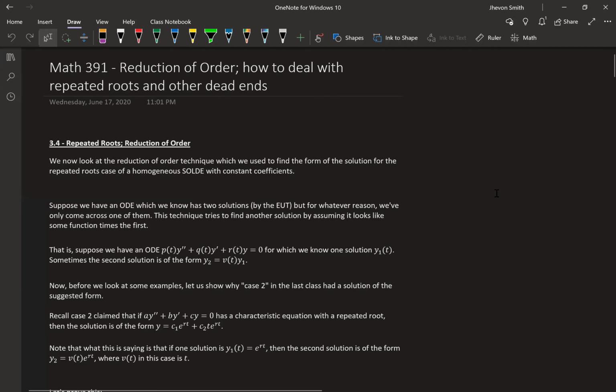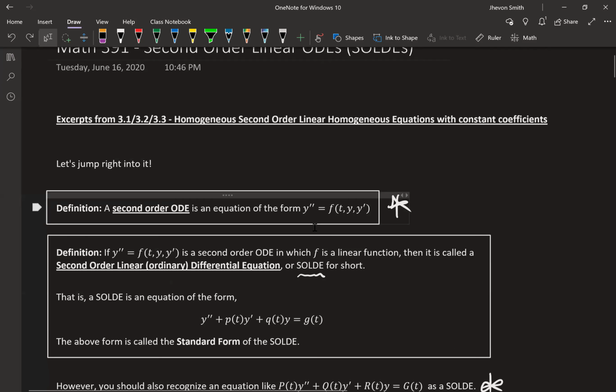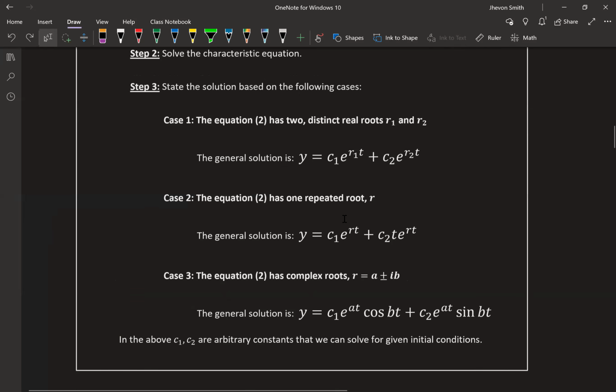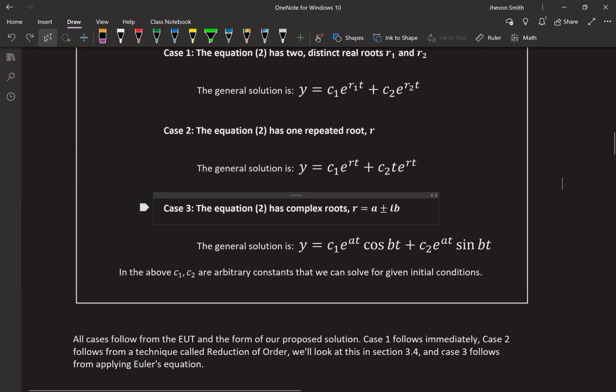Let's do this. Let's do 3.4. So you're still going to have to take a lot of things on faith at this point. But in 3.4, I'm going to introduce a concept called reduction of order to you guys. And it is going to justify why the solution in case 2 looks like this. How do you know that when you have a repeated root, the second part of the solution is just t times that guy, right? So that's what we're going to look at.